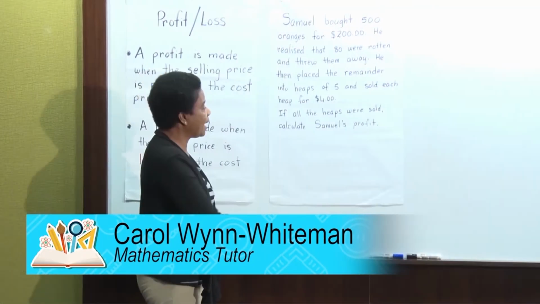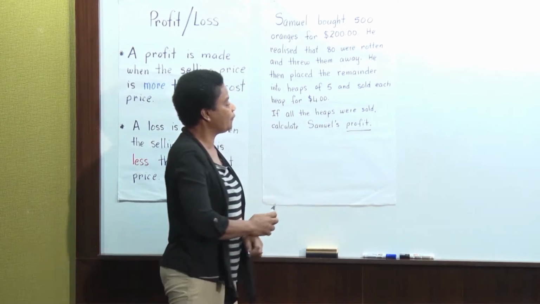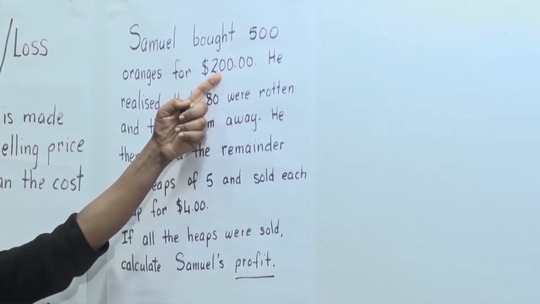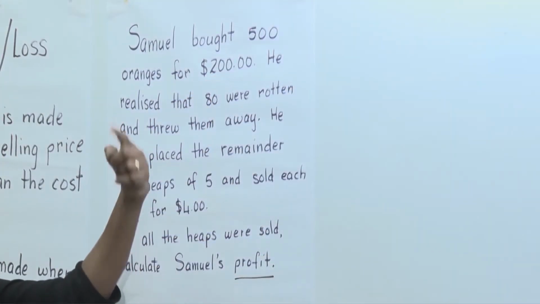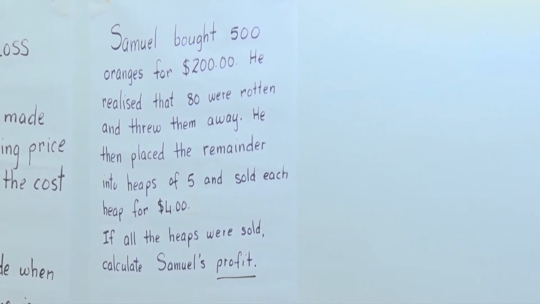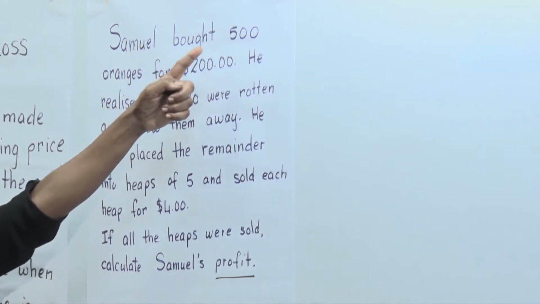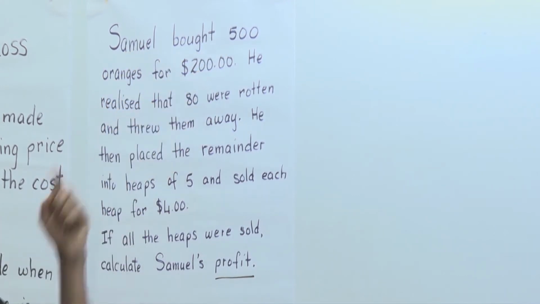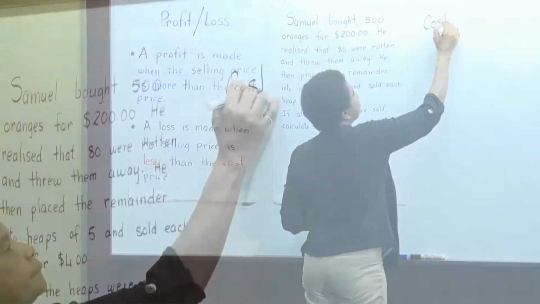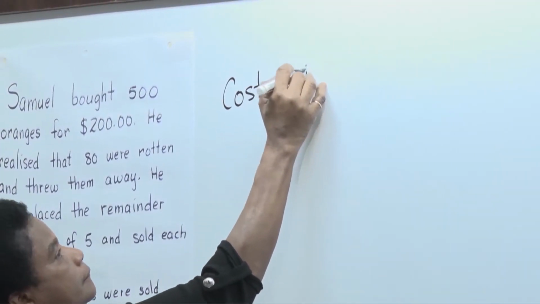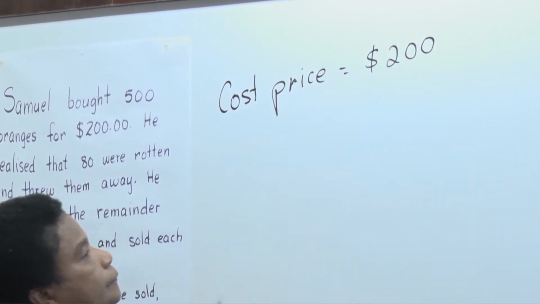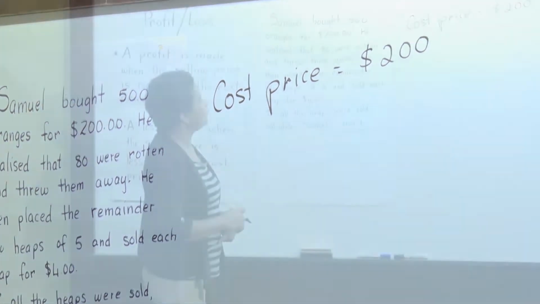Right, so one thing we know is that Samuel made a profit. Therefore, if he bought them for $200 and made a profit, he must have sold them for more than $200. Let's begin. The first thing we know is that he bought 500 oranges for $200. So our cost price would be $200. Agreed?